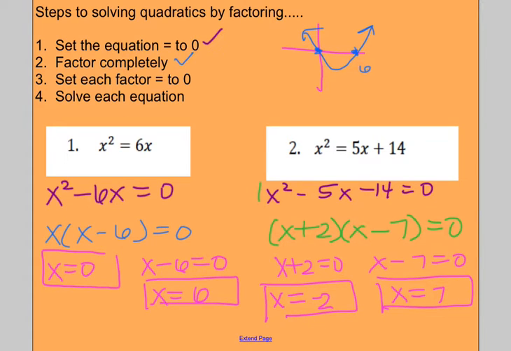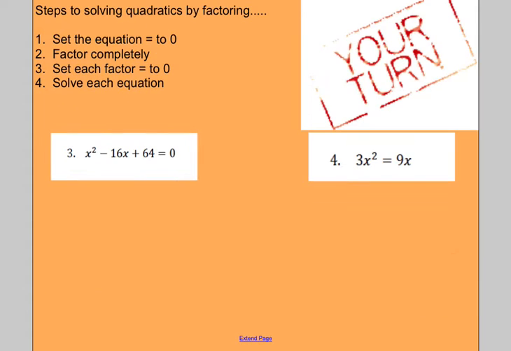Okay. If you have any questions on examples 1 or 2, please write them down. Otherwise, we're going to move on to 3. First one, make sure it's all set equal to 0. This one is already done for us. Okay, so let's go ahead and factor it. There's no GCF, so I would just go ahead. What multiplies to 64 but adds to negative 16? 64 is 8 times 8, and if they're both negative, negative 8 minus 8 gives me a negative 16. Then I would go ahead, set each part equal to 0.